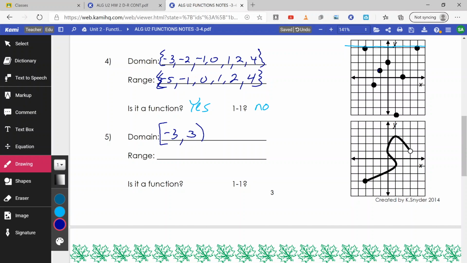Now, is this a function? It's got to pass the vertical line test. So again, anywhere that I can draw a vertical line and I hit more than one spot, it automatically fails. So here I draw a vertical line, I see it 1, 2, 3 different spots. So it is not a function. Because it's not a function, it's not one-to-one.